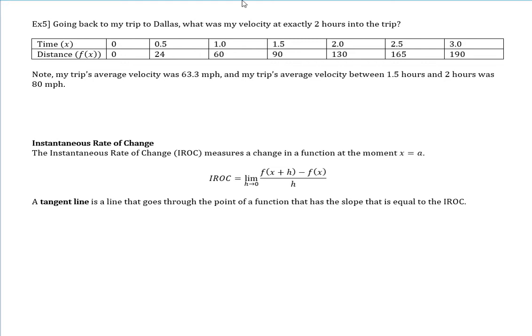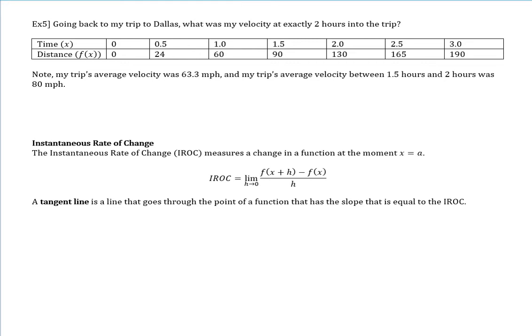So we found some things earlier. We found the average velocity over the entire trip was 63.3 miles per hour. And the trip's velocity between 1.5 and 2 hours was 80 miles per hour. So we did have two there. Notice they are different. Well, here's what's tricky about this. So what was my velocity at exactly 2 hours?